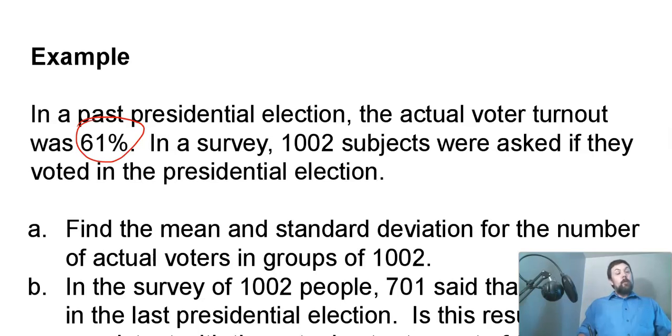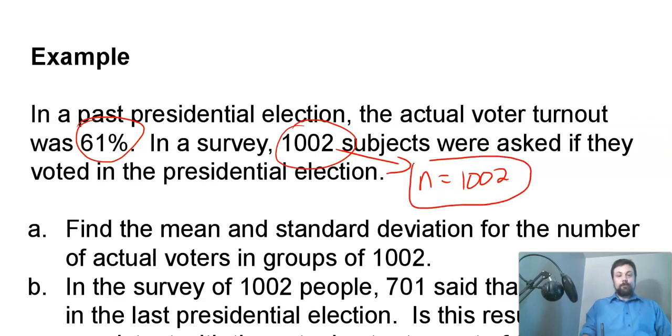In a survey, 1,002 subjects were asked if they voted in the presidential election. So I think it's pretty clear what's going to happen here. N is going to be the 1,002. Find the mean and standard deviation for the group of actual voters in groups of 1,002. And so we're going to use this as our value for P.